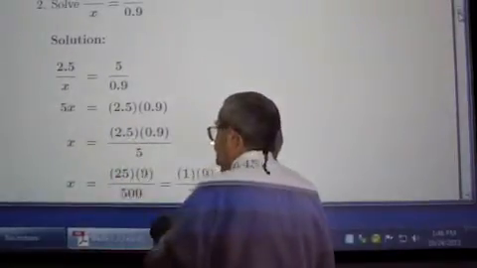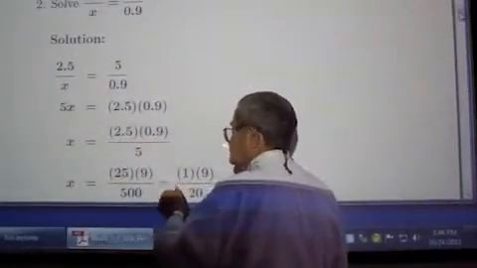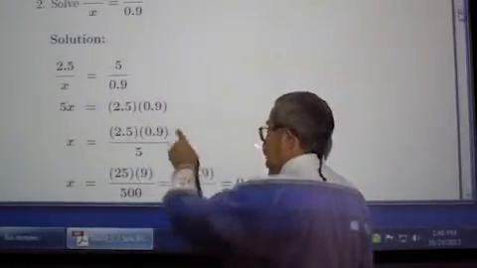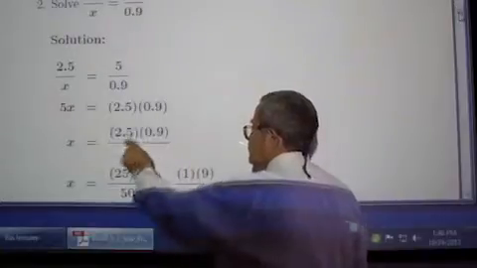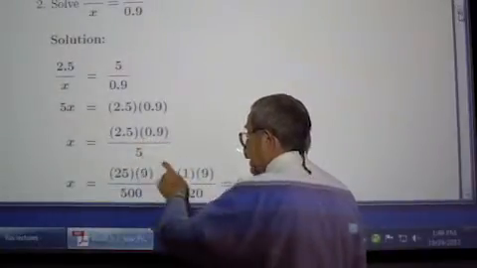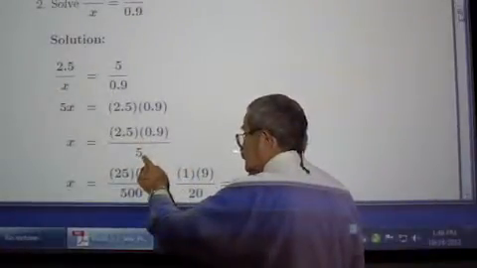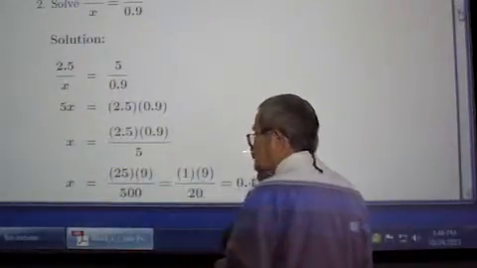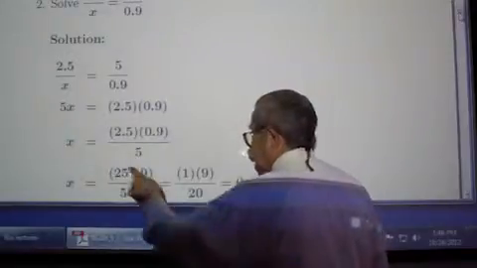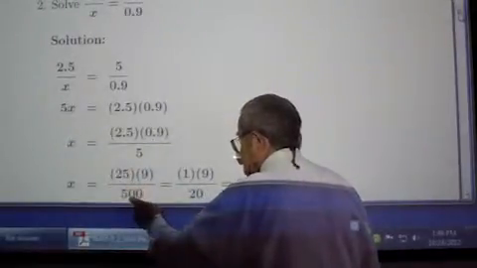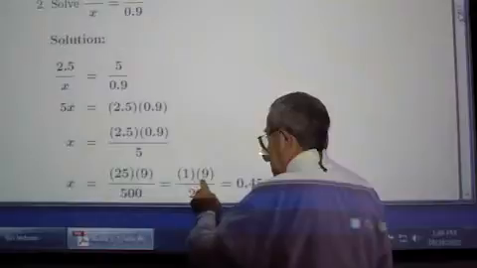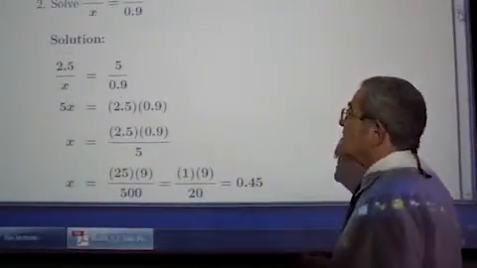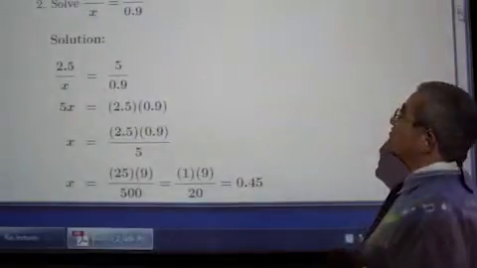Do you like working with decimals? Maybe, maybe not. If I get rid of decimals, I multiply by 100 over 100. So one place here, one place here. And the denominator is, the decimal point is 2 places, from 5.00 to 500. And you can reduce. 25 goes in here 20 times. 9 over 20 is about 0.45. So x is about 0.45.